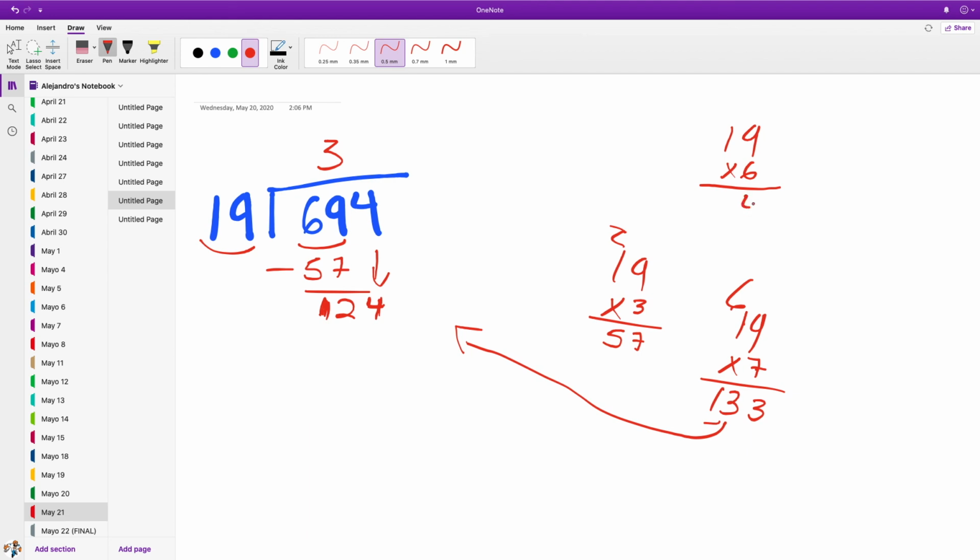6 times 9 is 54. 6 times 1 is 6 plus 1 plus 5. Sorry, it's 11. Yes, I think the 6 is gonna work. So I got 114. I do my subtraction. 4 minus 4 is 0. 2 minus 1 is 1. 1 minus 1 is 0. And yes, look, 10 is less than 19. The remainder is 10, boom, I got it right. So this is the answer. The quotient is 36 and the remainder is 10.